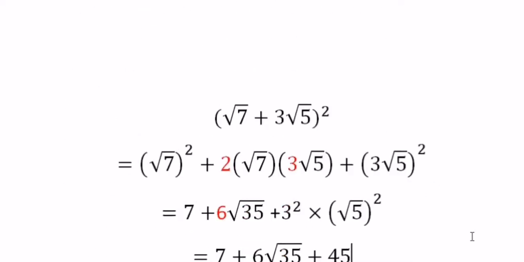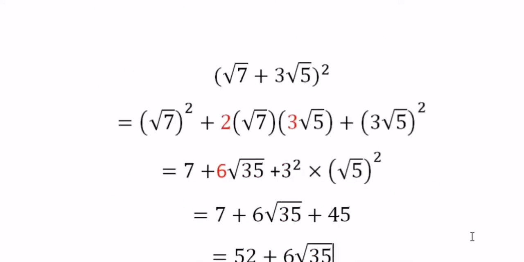As for the first one, we have radical 7 plus 3 radical 5, all squared. Here, the power 2 cannot be distributed over addition. In fact, this is a remarkable identity: a plus b all squared, which is a squared plus 2ab plus b squared. The a is radical 7 and the b is 3 radical 5. Keep in mind the power 2 cannot be distributed over addition, so we cannot directly say power 2, power 2. It is a remarkable identity.